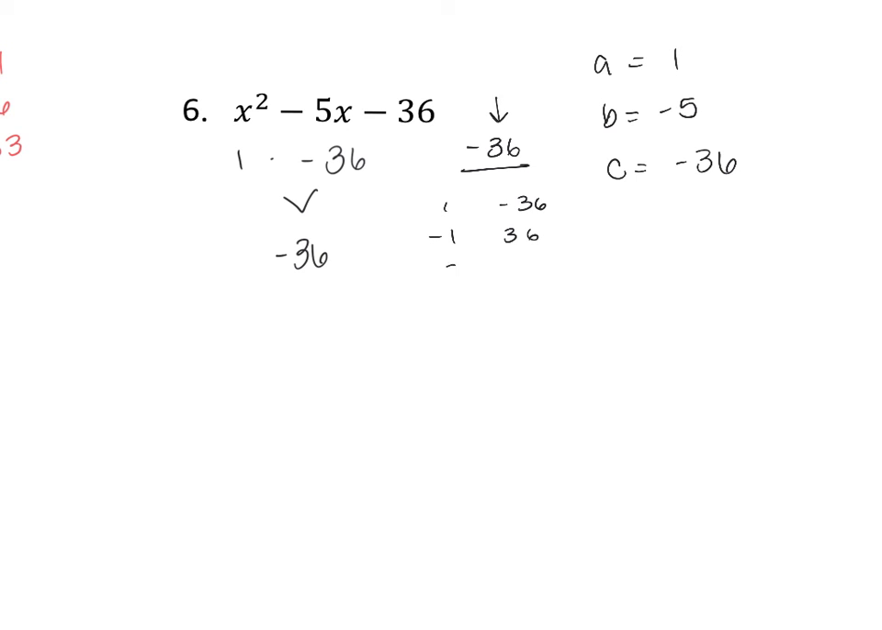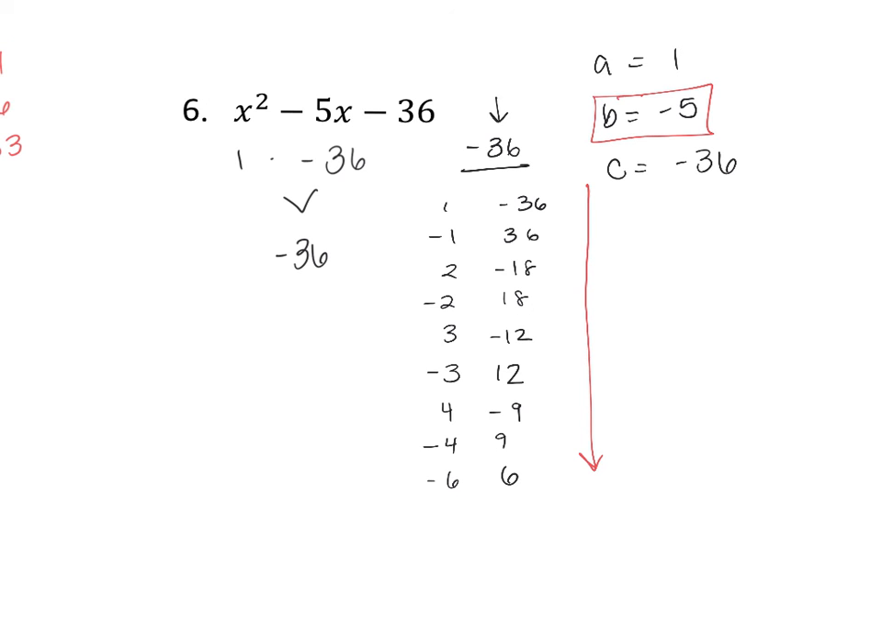I then have 2 times -18 and -2 times 18, 3 times -12, -3 times 12, 4 times -9, -4 times 9, and then -6 and 6. You do not need to write -6, +6, and then +6, -6 because they're the same numbers, okay? So here's all my factors of -36, okay? So now I need to find which one of these adds up to get me a -5.